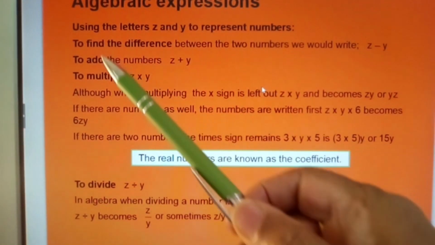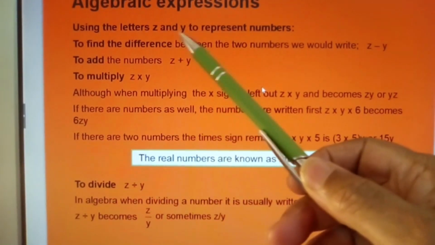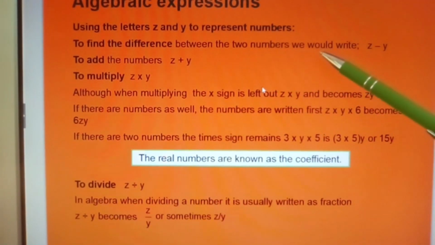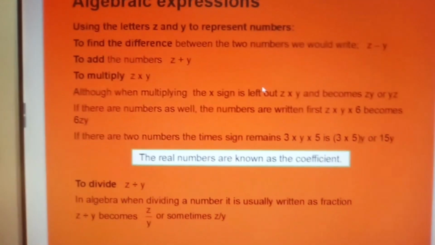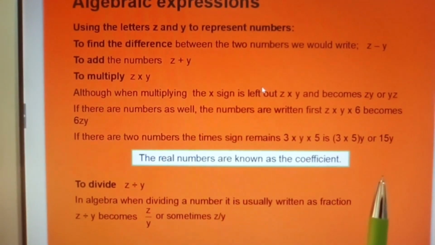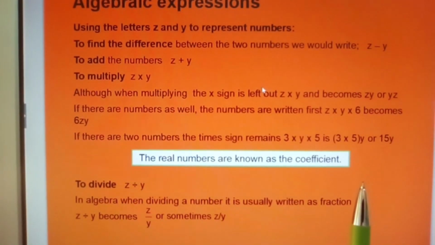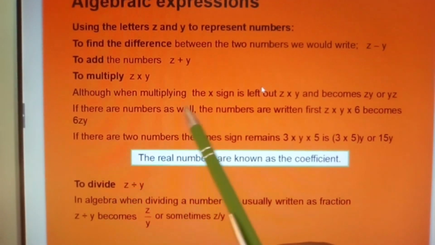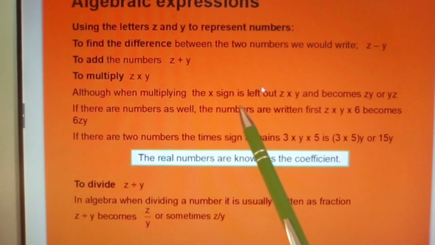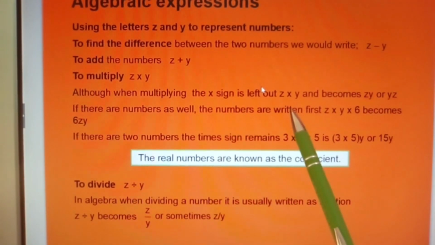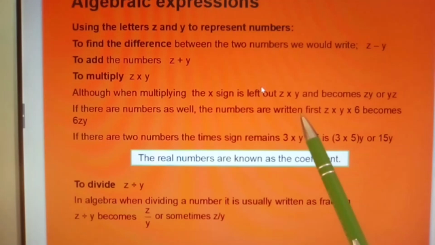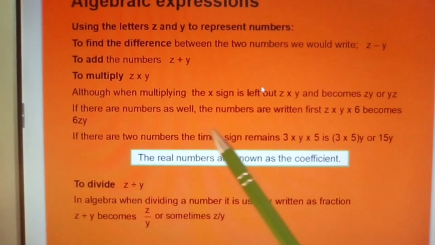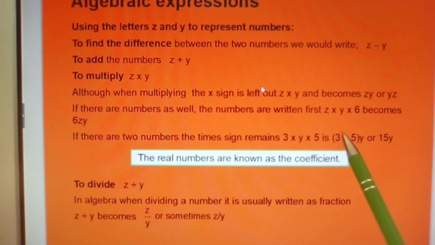Algebraic expressions using the letters X and Y to represent numbers. To find the difference between the two numbers, we would write X minus Y. To add the numbers, X plus Y. To multiply the numbers, X times Y, although when multiplying, the times sign is left out and it becomes XY or YX. If there are numbers as well, the numbers are written first.